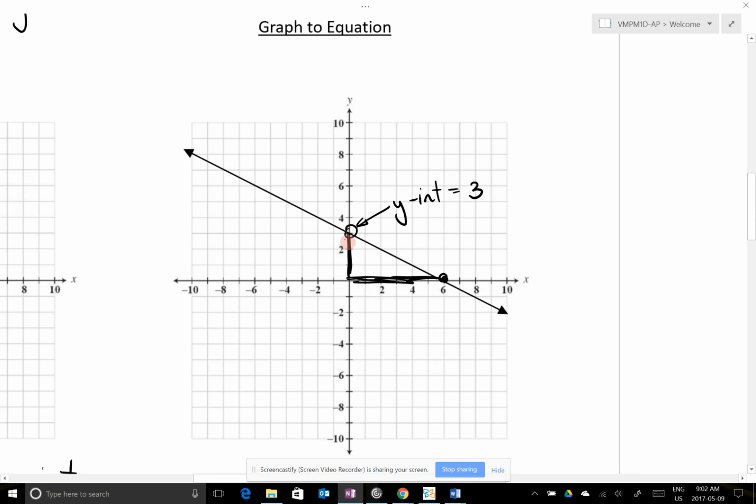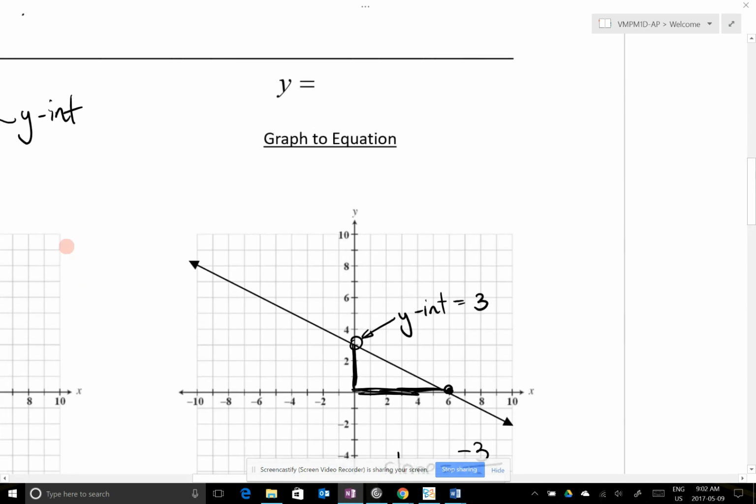Okay, so how much of a rise do we have? To help me find my slope, I'm going to find the rise. So the rise goes from this value of 3 all the way down to 0. That's a drop of 3, so minus 3. And then from left to right along the horizontal, I go from 0 all the way to 6. So that's a run of 6. So negative 3 over 6 is my slope. In lowest terms, I'm going to write that as negative 1 over 2.